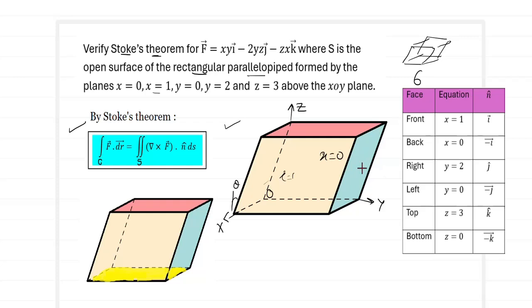Now to the right, you will have y equal to 2. To the left, you have y equal to 0. On the top, you have z equal to 3. And what is missing? The plane above XOY is missing. What is this XOY? Z equal to 0. This part is missing. So out of the 6 faces, one face has been cut off, and this yellow portion has been removed.